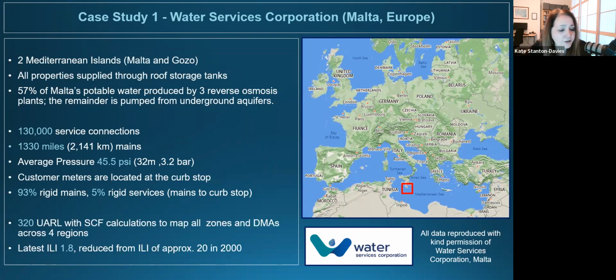In total, 320 UARL with SCF calculations were performed to map all zones and DMAs in 4 regions across the 2 islands. And Water Services Corporation's latest ILI is 1.8. A really concerted effort by the team at Water Services Corporation. Their ILI in the year 2000 was approximately 20. So you can see the work that's been done to get that down to 1.8.